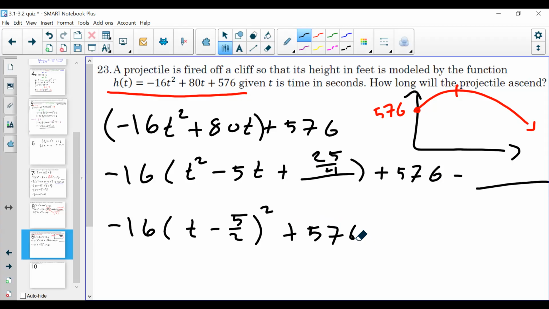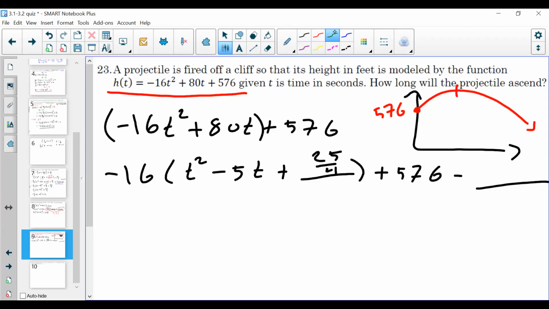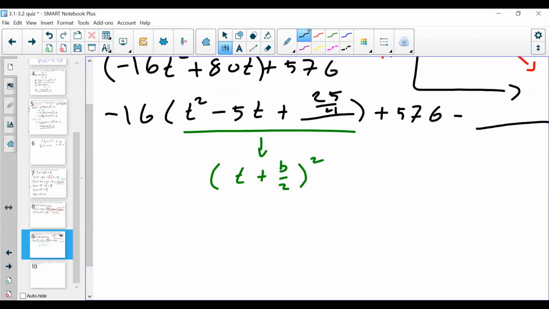Am I going a little too fast, guys? Let me back up. The whole point of completing the square is so that whatever's in the parentheses can factor into t plus b divided by 2, all squared. That's how I got negative 5 over 2: I completed the square, so the parentheses factor into that.